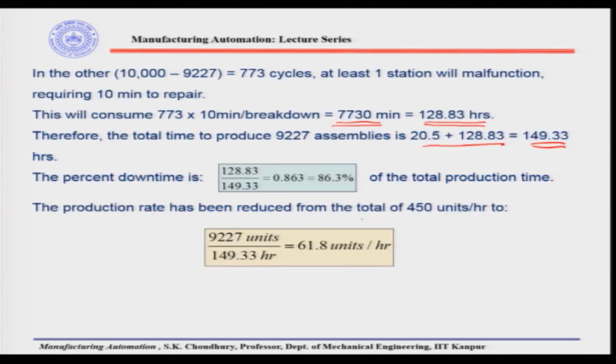Instead of that, what we are having is 9227 produced in 149.33 hours, and this is taken as 61.8 units per hour. So, just compare that ideally without breakdown we could produce 450 units per hour, and now we are producing 61.8 units per hour only because of the one station breakdown in 100 cycles.